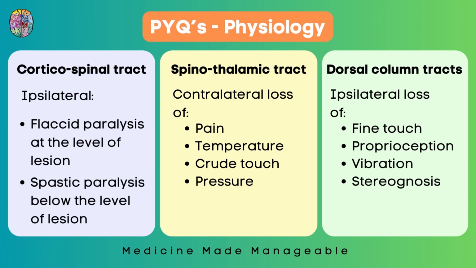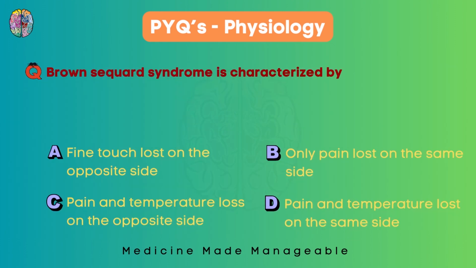So let's try to focus on our options here. As you can see, contralateral loss of pain and temperature is seen here because the spinothalamic tract is damaged. So coming back to our question, here the correct option will be option C, which says pain and temperature loss on the opposite side.